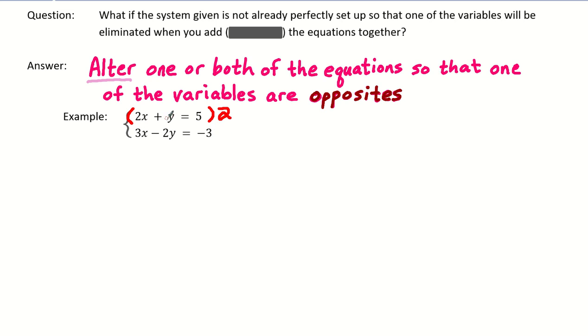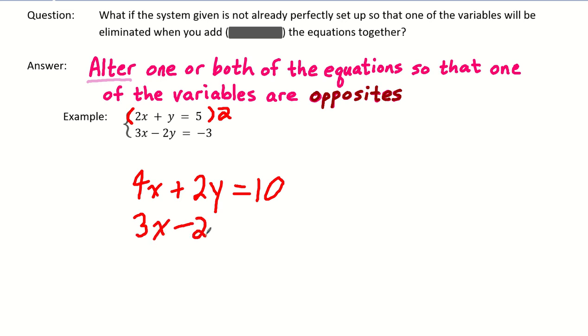If I multiply this by 2, then the y's will be opposites. You know what I mean? But remember, you have to multiply the entire equation by 2. So this first equation changes into 4x plus 2y equals 10. The second equation didn't need to change for me to have opposites among the x's or the y's.